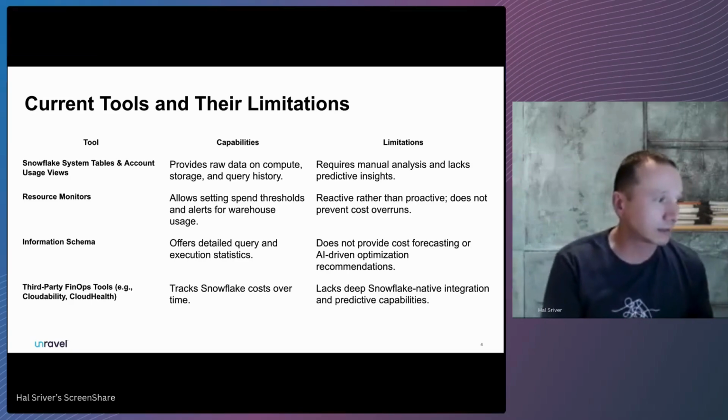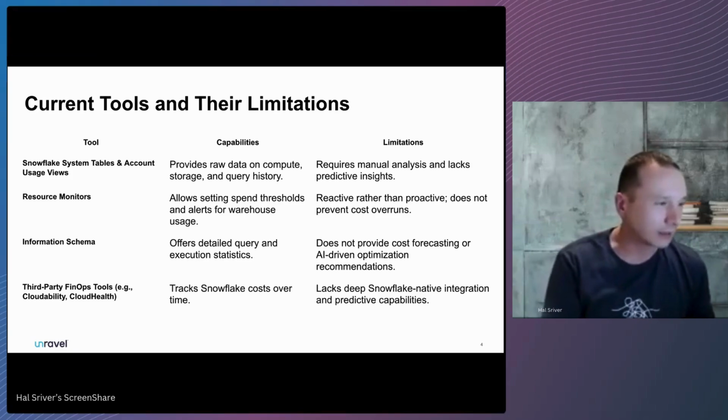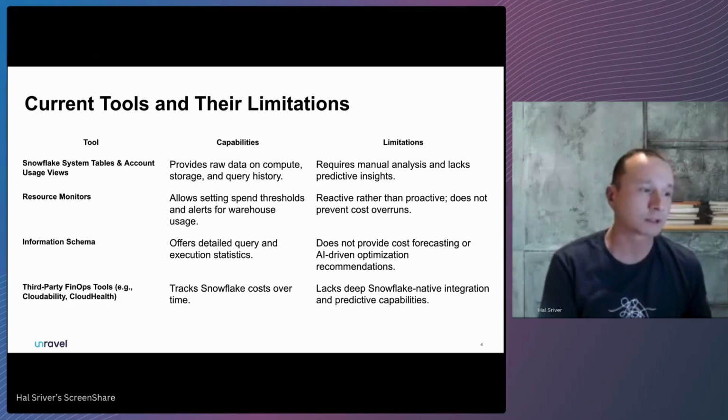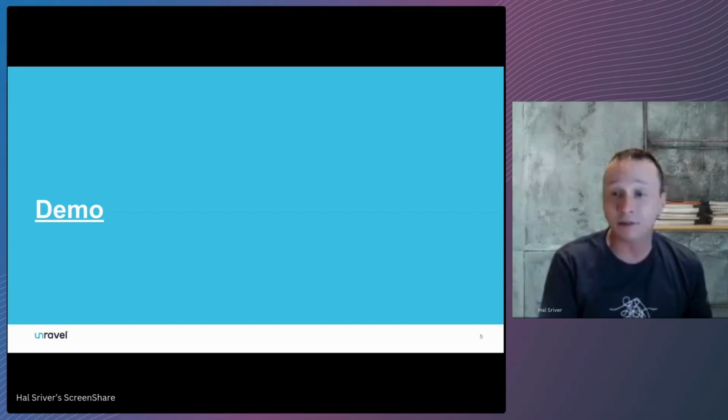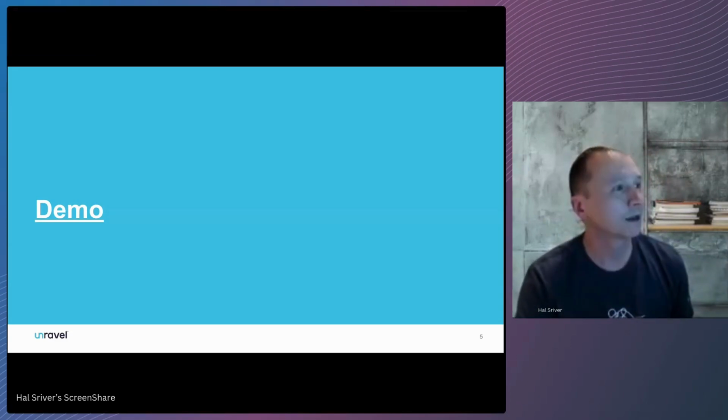And then last, things like third-party tools, Cloudability, CloudHealth, and some others. Yes, track some of the cost from a Snowflake perspective over time, but again, lacking in that native integration, right, and those predictive capabilities. So you kind of sense a theme here with respect to that.